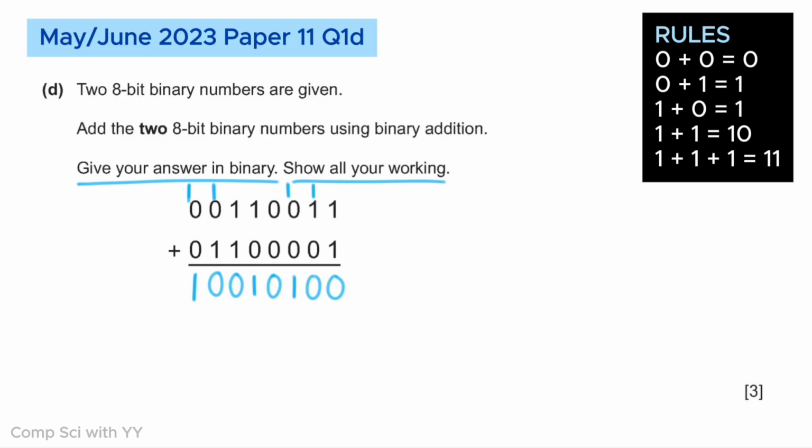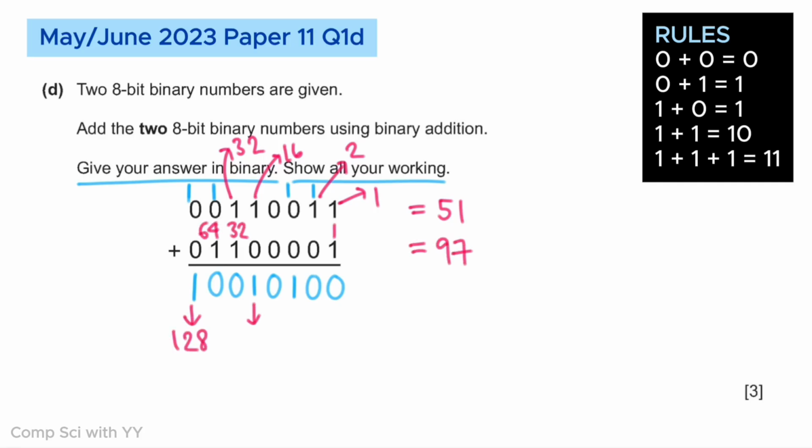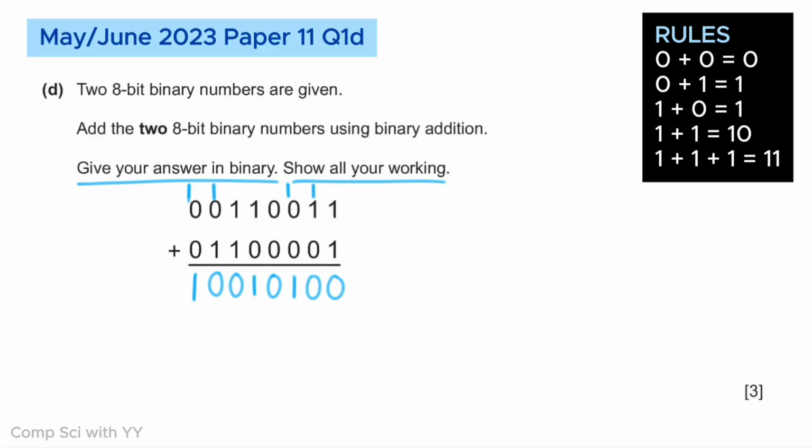So here's the answer that we got. And what we can do in the exam, if we have time, is to check our answer by converting the numbers into denary. The topmost number is equal to 51, and then the second number is equal to 97. And our answer is equal to 148, which is correct because 51 plus 97 is 148. And in this way, we know that our answer is correct. And here's the mark scheme if you want to take a look at it.